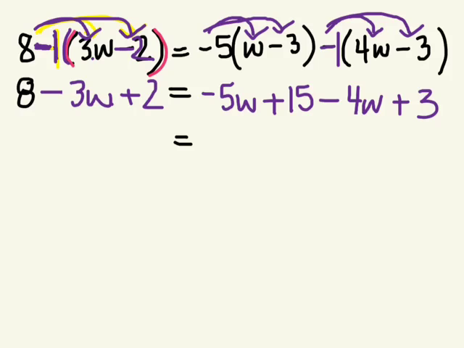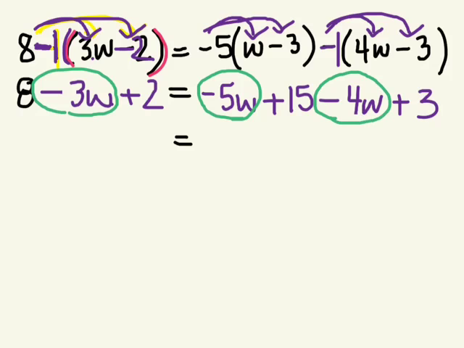So which terms are the variable terms? On the left side, do you have any variable terms? Yeah, -3w. Good. And on the right side? -5w. Yep. And -4w. Good. So do you want to keep your variable terms on the left side? Yes. Okay, so we have -3w is already on the left side, so that stays as is.